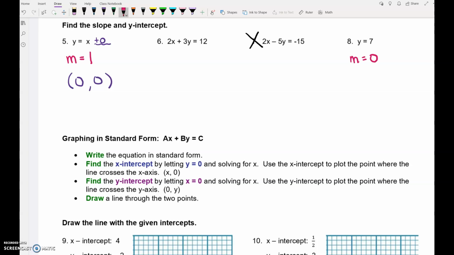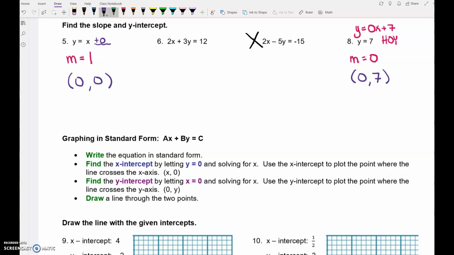So this shows you when the slope is 0, when the slope is 1. This one, you could rewrite as y equals 0x plus 7. 0 times x is 0. It makes that whole term go away. So our slope is 0. You might also recognize that this is a horizontal line, and a horizontal line always has a slope of 0. What is the y-intercept for this horizontal line?